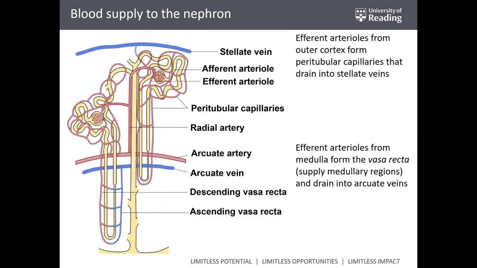Okay, so the blood supply to the nephron, as we said, is characterized by afferent and efferent arterioles, which are important for the filtration process itself. But then the efferent arterioles from the medulla form the vasa recta, which supply the medullary regions with blood and drain into arcuate veins.